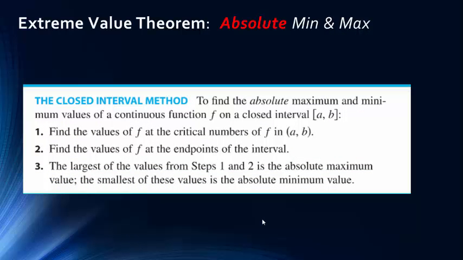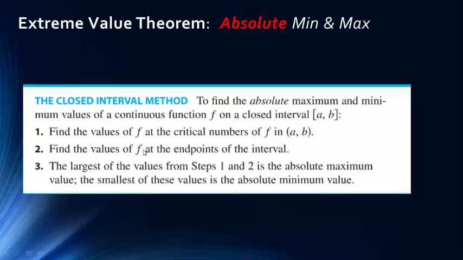To find absolute mins and max, we've already done this a number of times, so let's just look at the steps here, and the only additional step is finding the values at the endpoints. So to find an absolute max and minimum value of a continuous function on a closed interval, first find the values of the function at the critical numbers. Now what are critical numbers? They're where the derivative equals 0. So you're going to have to find the derivative, set it equal to 0, and find those numbers. You plug those back into the original function. We've been doing that for this whole lecture.